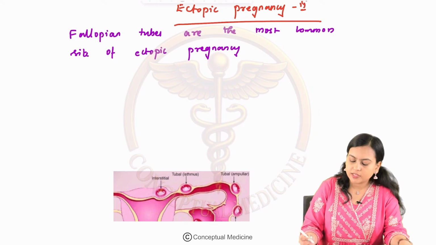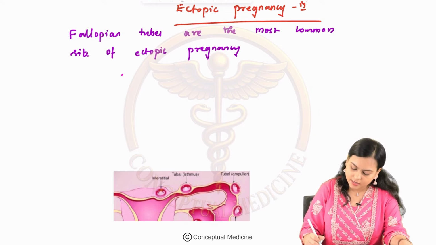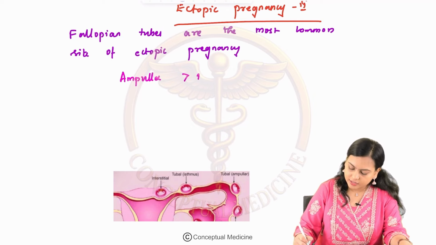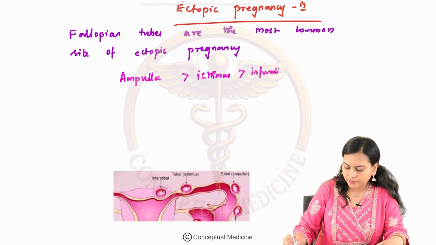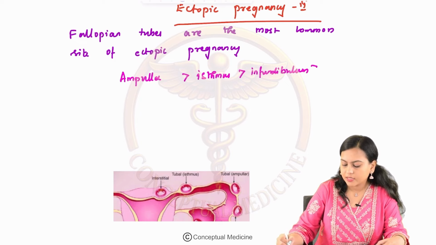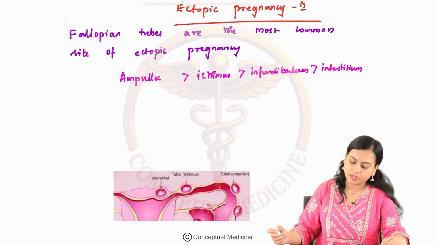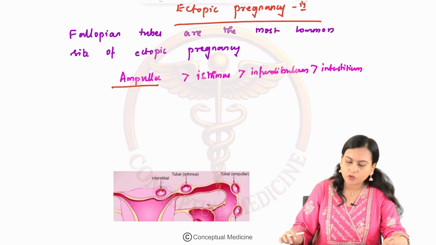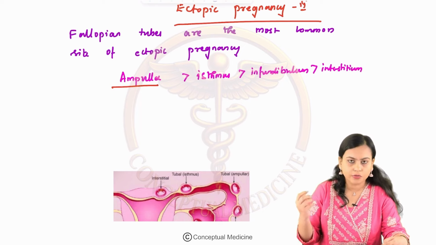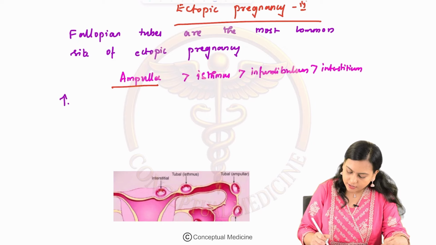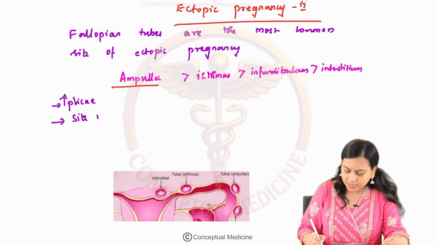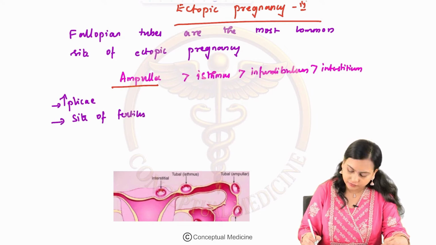And in the fallopian tubes, which is the most common site? Yes, it is the ampulla, followed by the isthmus, followed by the infundibulum, and lastly the interstitium. Now, why is the ampulla the most common site of ectopic pregnancy? We have seen two reasons. One, there is an increased number of plicae in the ampulla, and also it is the site of fertilization.